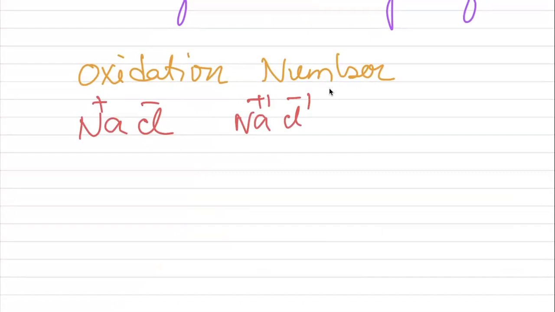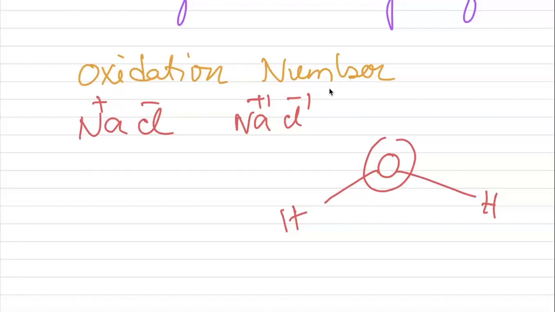If I consider water, we know that oxygen is more electronegative than hydrogen. So oxygen will pull the bonding electrons towards itself because it is more electronegative. It pulls from both sides, from this bond and this bond. So its charge will be -2, and hydrogen will have charge +1.